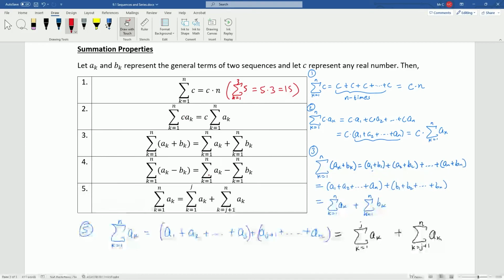Okay, property 4, I didn't write out a justification for this because it's just subtraction of terms, and subtraction is just adding negatives. So this property is really the same thing as property 3. It's just adding negative values.